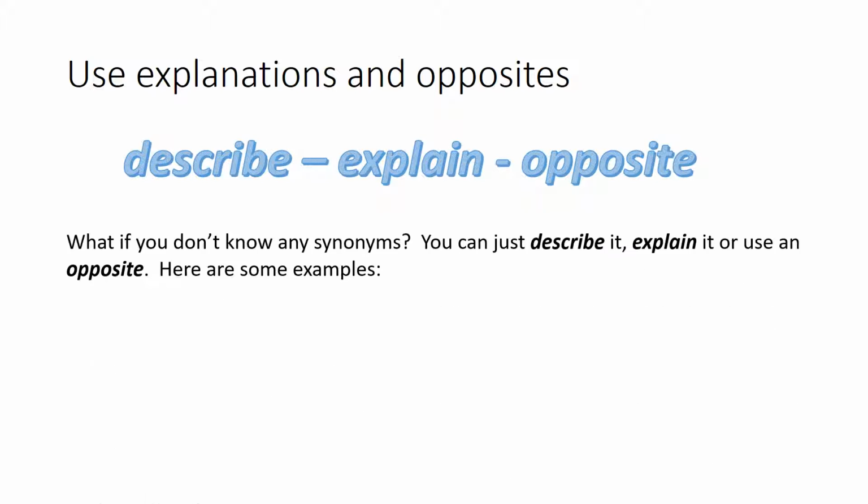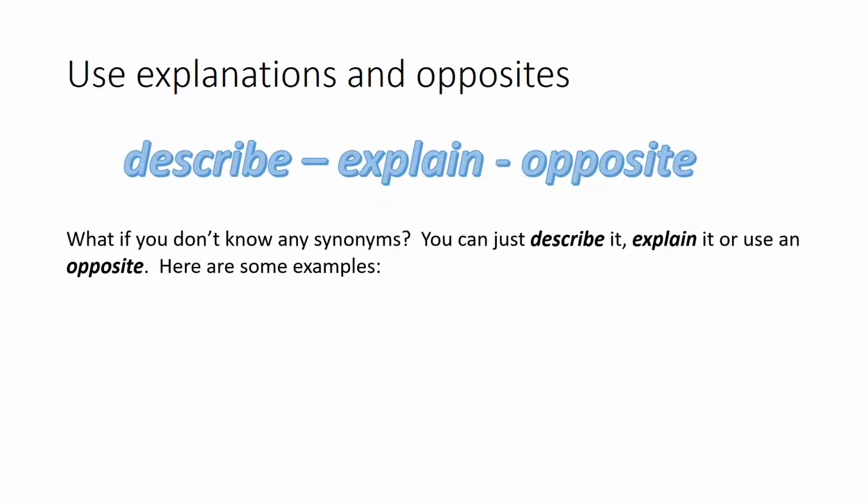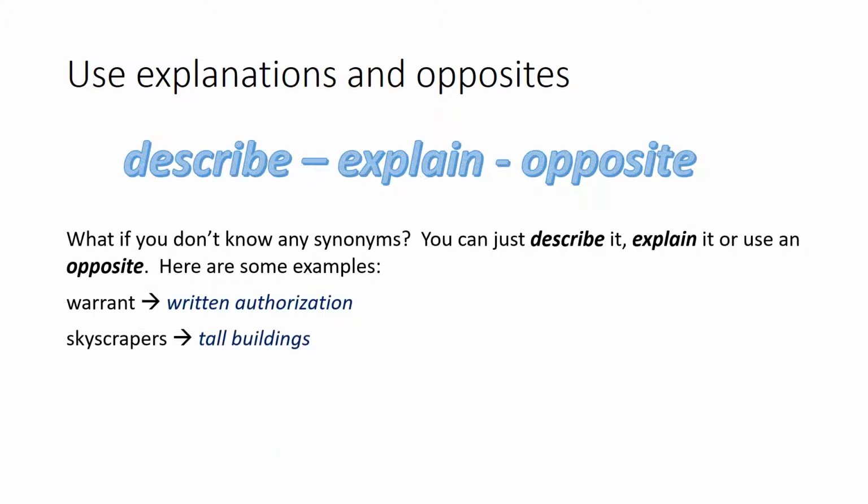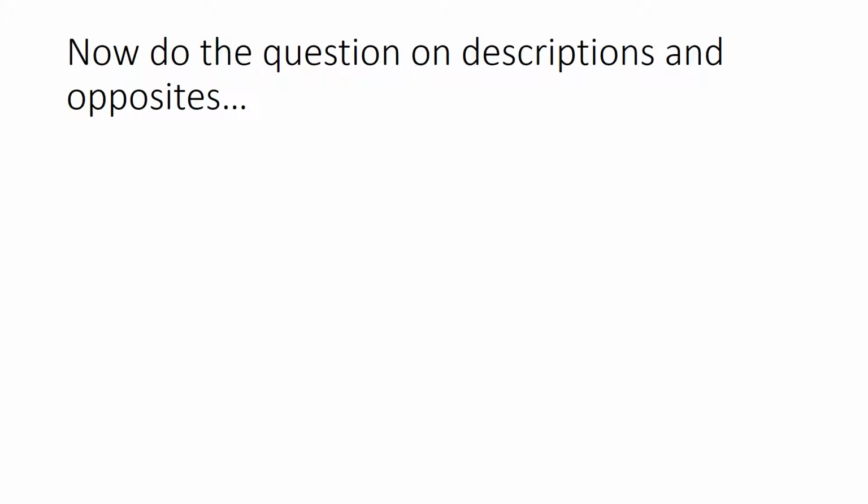Our next technique is using explanations and opposites. What if you don't know any synonyms? Well, you can just describe it, explain it, or use an opposite. Here are some examples. If you don't know the word warrant, you can just say written authorization. Or if you don't know skyscrapers, you can say tall buildings. And you can always say the opposite, slow to not fast. Now do the question on descriptions and opposites.